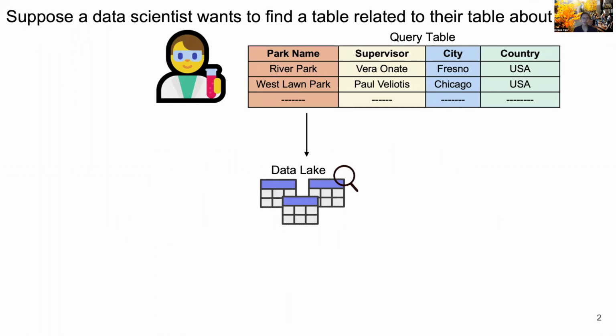Suppose a data scientist wants to find a table that is related to their table about parks. For example, it can include information on the park name, the supervisor of the park, and the city and country that the park is in. And they want to find relevant tables from a data lake, or a centralized repository that is designed to store and process large amounts of data.